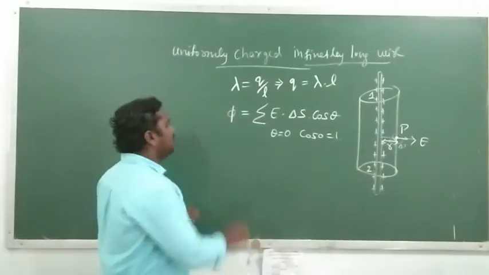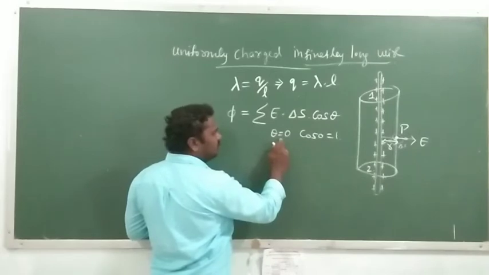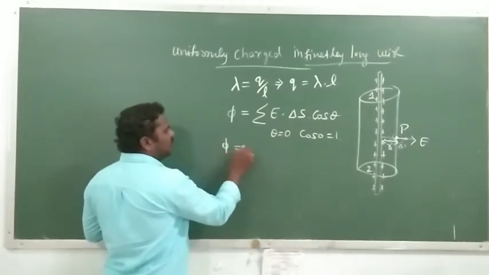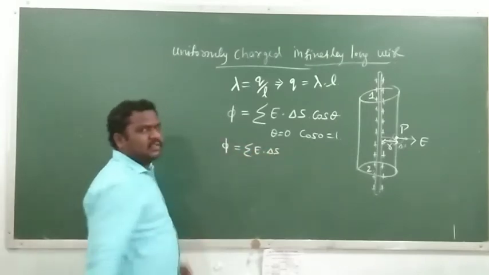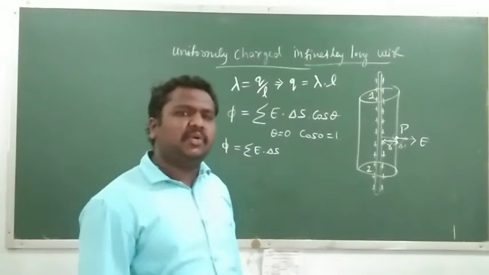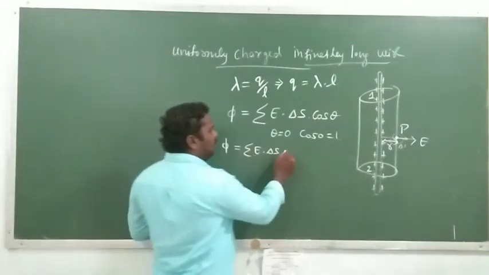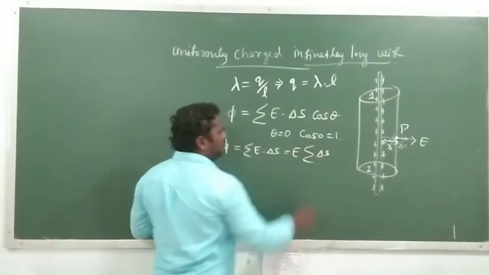So the total flux phi is equal to the summation of E into delta S cos theta, and theta is equal to 0, so cos 0 is equal to 1. Therefore we have phi is equal to the summation of E into delta S. So the total electric field will be taken as E only, so summation of delta S.